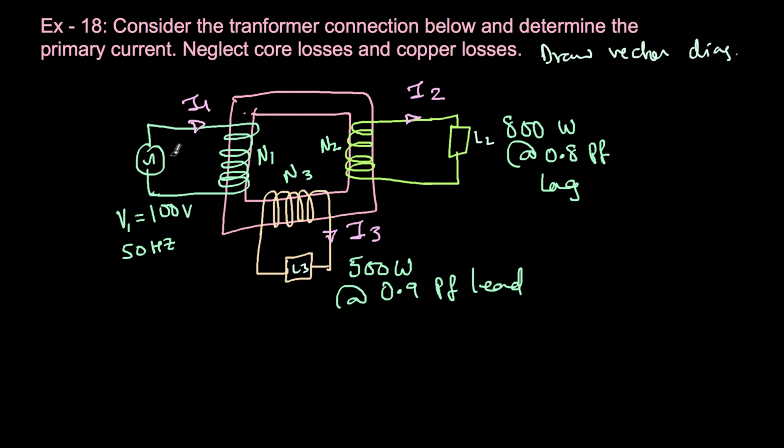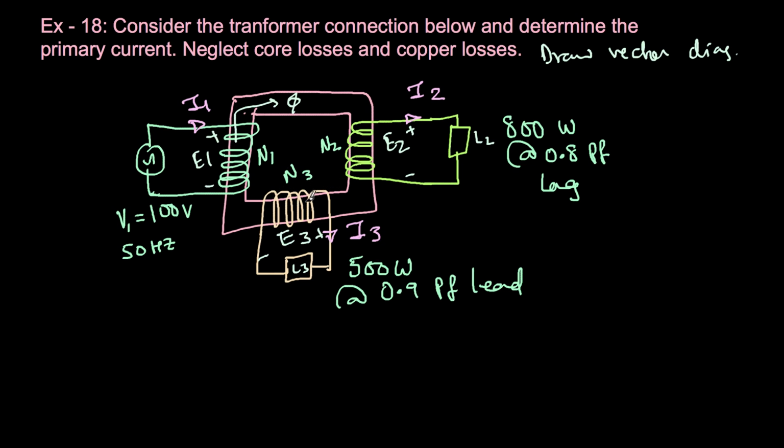Whenever there is a voltage applied to a winding, it will generate the flux, and that flux will link with this coil and generate EMF E2, and the same flux will link with this coil and generate EMF E3, and the same flux will link with this coil and generate EMF E1. So the same transformer principle will work here also.